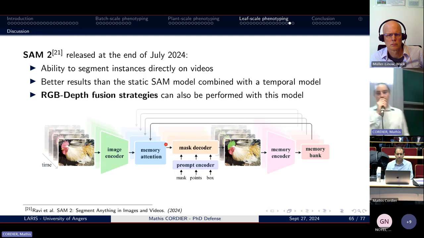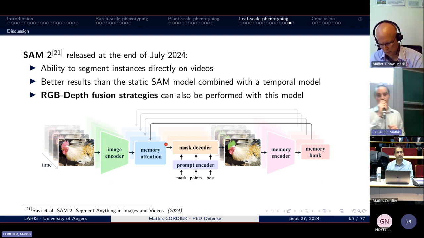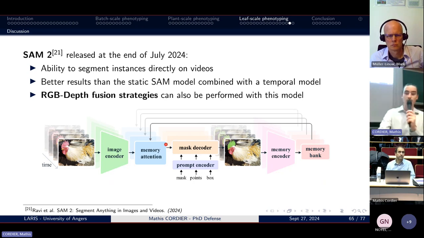So finally, we can say also that this summer, Meta AI released a second version of Segment Anything Model, and this comes with the ability to segment instances directly on videos and image sets. Here, they promote better results than the static SAM model combined with a temporal model. So that's the approach that we did. But we can expect that the RGBD fusion strategies that we proposed can also be performed with this model, and it will be very promising.